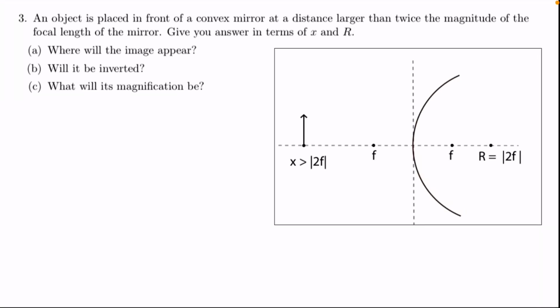So problem 3 is asking about a convex mirror, which has an object at a distance larger than twice the magnitude of the focal length of the mirror. And it wants us to give our answer in terms of x and r for a, b, and c.